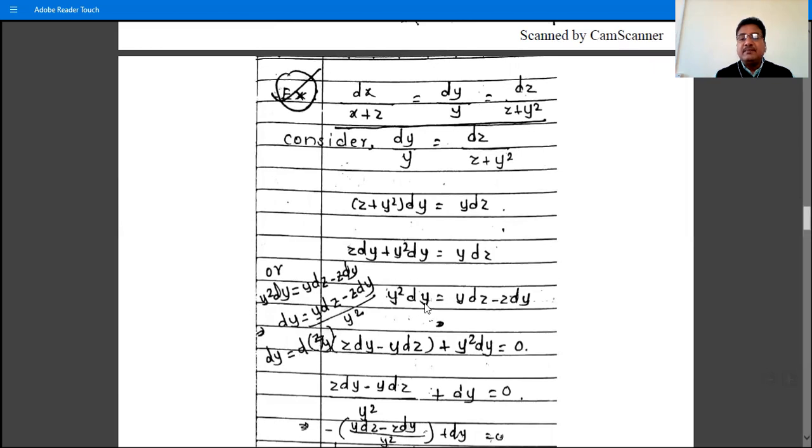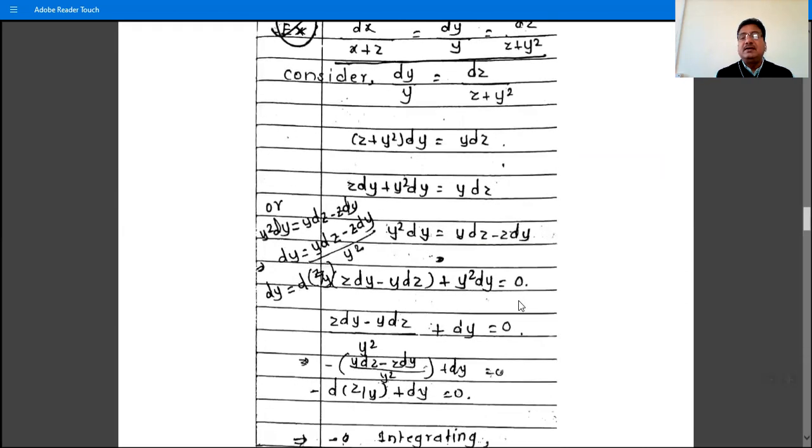So y square dy, its integration is y cube by 3, and y dz minus z dy. So what is the adjustment for this y dz minus z dy? So y dz minus z divided by y square. If we divide by y square, then what happens? The derivative of z by y. What is the derivative of z by y? It is y dz minus z dy divided by y square, by using the u by v rule.